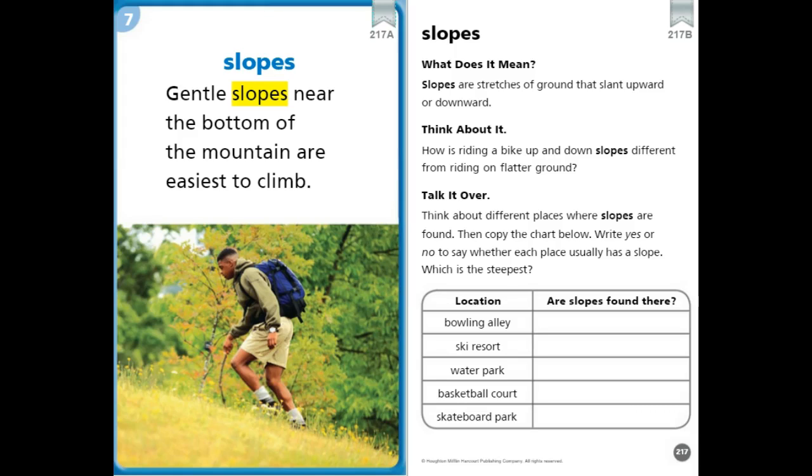Think about different places where slopes are found. Then you can use a chart like the one below and write yes or no to say whether each place usually has a slope. Which of these would be the steepest?